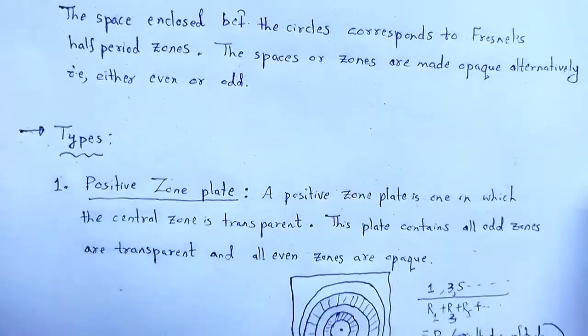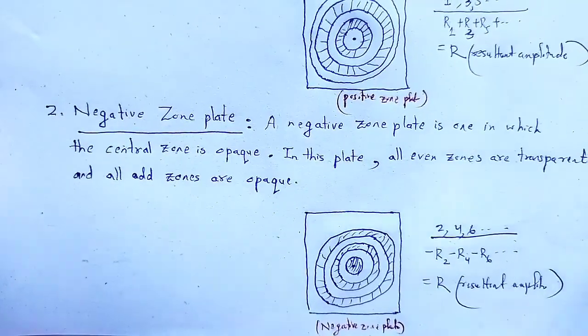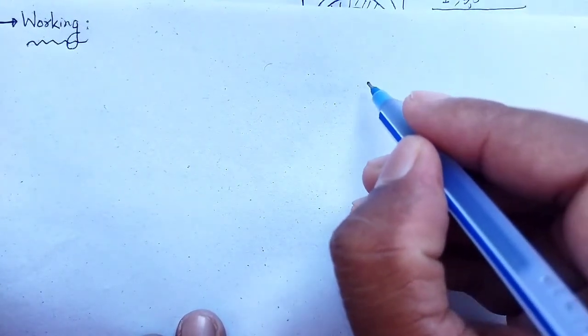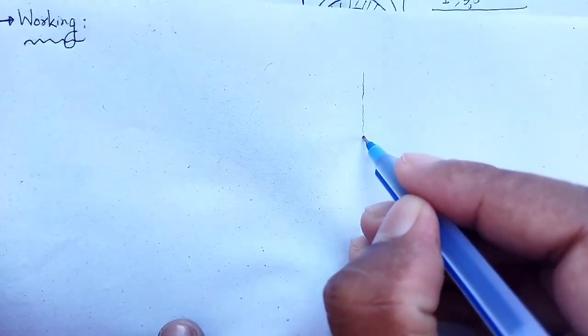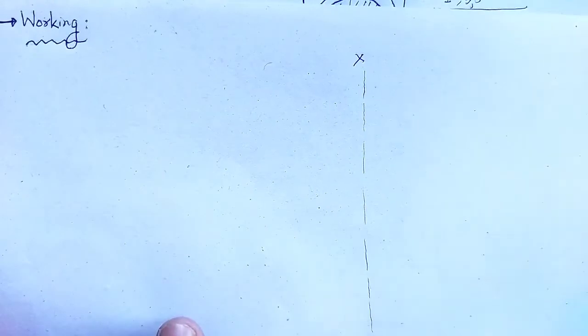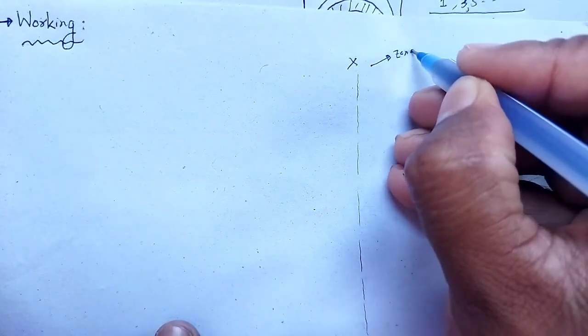Let us study the working of the zone plate. Working. Let us consider a zone plate XY, that is a zone plate, either a positive or negative zone plate.